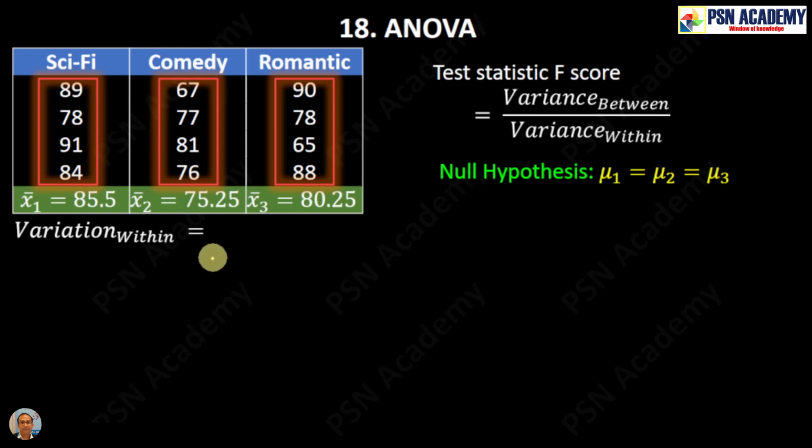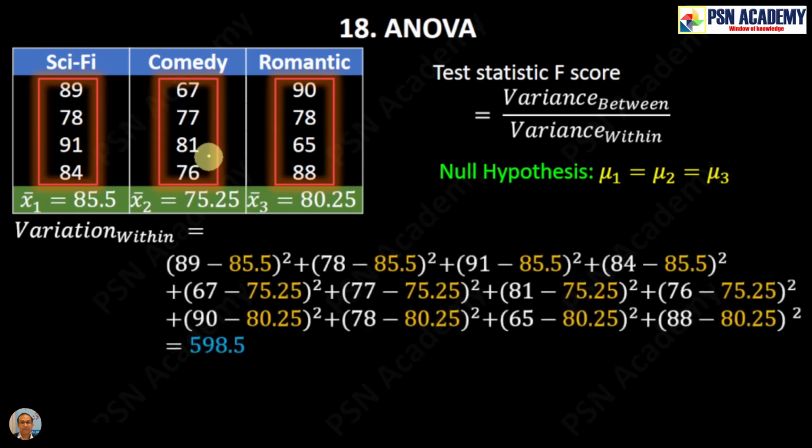So how to calculate the variance within? Variance within means within the samples. There are 3 samples, so for each sample, we go for the variation. In the first row, 89 minus the mean of the first sample. So this one is x1 bar, x1 bar, x1 bar, and this one x1 bar. From x1 bar, you take the deviations, square those deviations and add those squared deviations. So you get the variation for the first group. This one for the second group and this one for the third group. You add all these variations and you get 598.5.